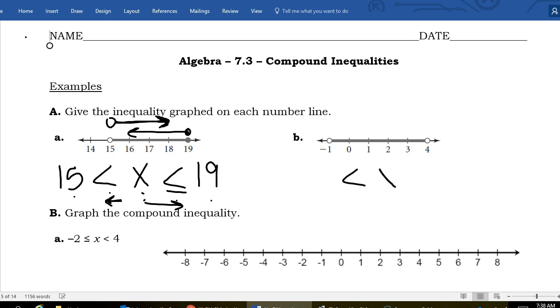So I know I need this and this and this. We put the lower bound on the left, we put the upper bound on the right, and we check if we need our lines. We have an open circle and an open circle, so that is all I need. That one is good to go.